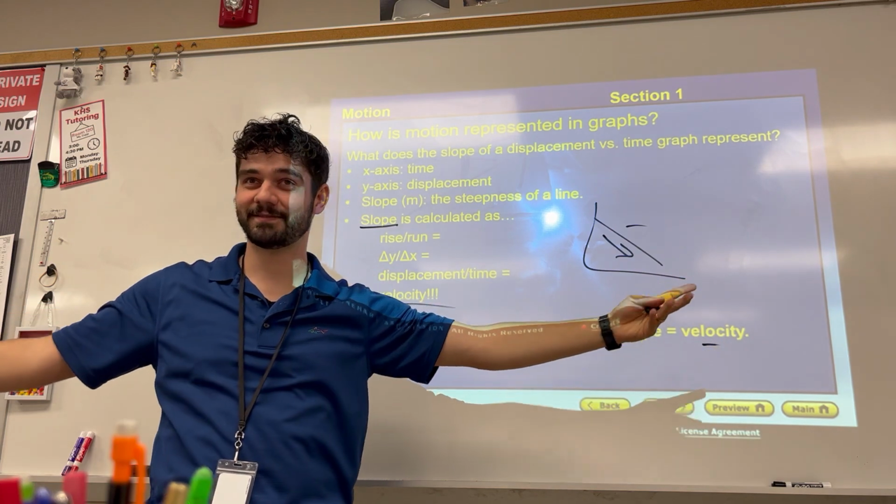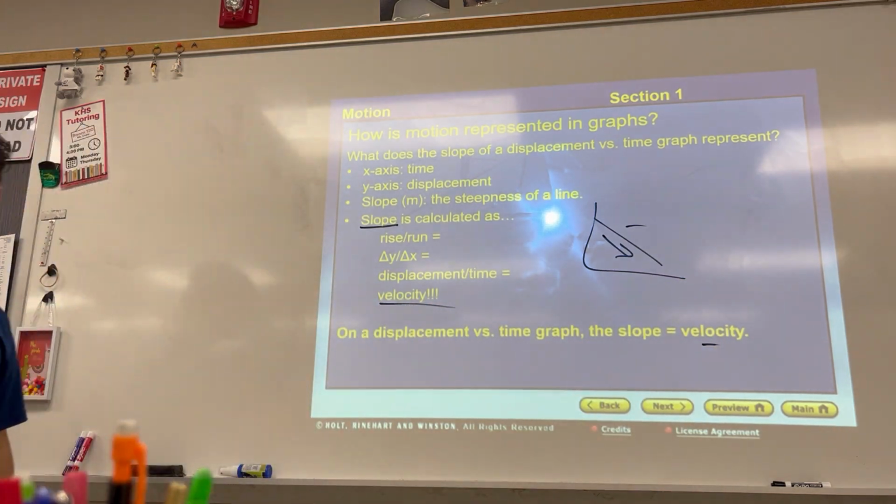Mind blown. I think it's kind of cool. It all fits together perfectly. Negative slope, negative velocity, moving backwards, graph going down. Positive slope, positive velocity, moving forward, graph going up, right? All of these ideas fit together.